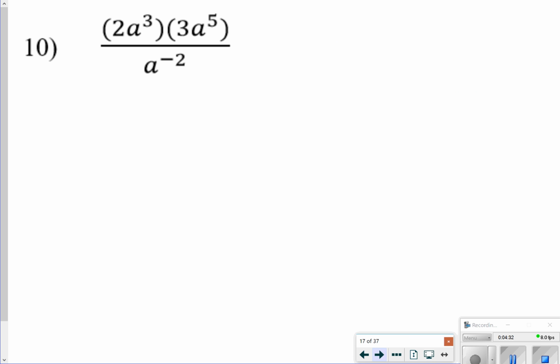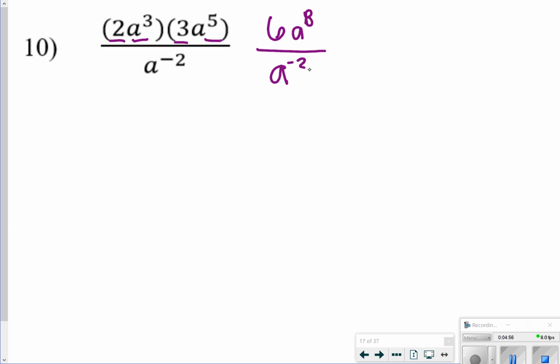For number 10, we have kind of a combination here. We've got some positive exponents, some negative exponents, and then we've got some things that we need to combine together. First thing I'm going to do is combine whatever's on the top. So I'm going to do 2 times 3, which is 6, and a to the 3rd and a to the 5th would be a to the 8th, just to get that simplest form up top so I don't have too much to deal with.